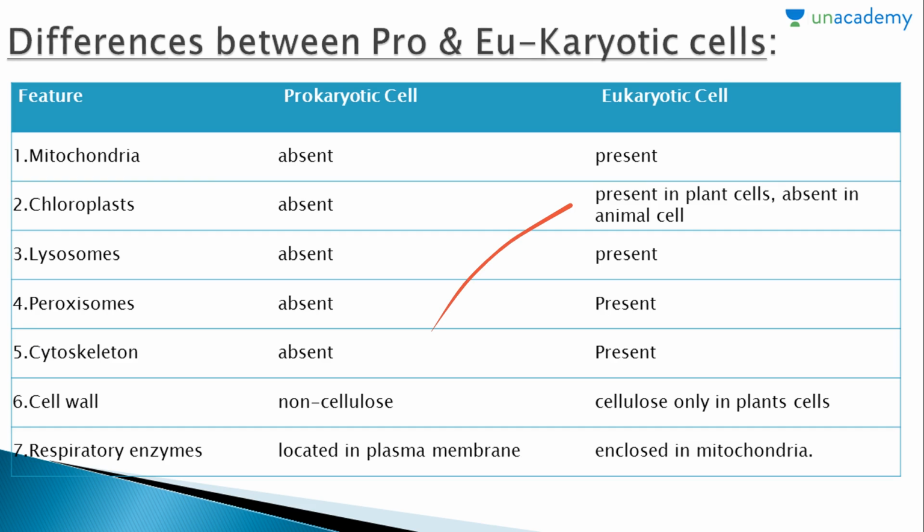Cell wall, it is non-cellulosic in prokaryotic cell, and it is made up of cellulose only in plant cells in the eukaryotic cell. Respiratory enzymes, these are located in the plasma membrane in prokaryotic cell, and these are found enclosed in the mitochondria in eukaryotic cell. Okay.